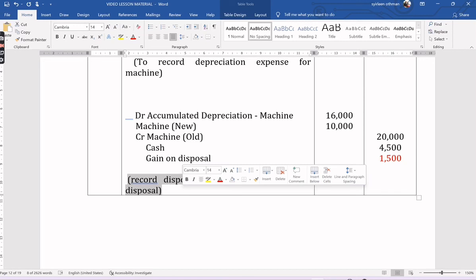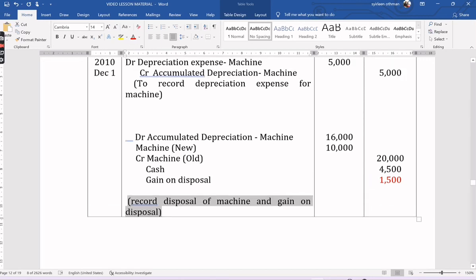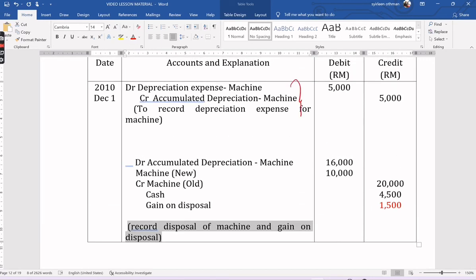So bila monthly basis, you must remember belanja susut nilai akan dikira sehingga tarikh disposal berlaku. So kenapa sebenarnya kita buat catatan ini? Sebab kita nak pastikan nilai susut nilai itu adalah nilai yang terkini. Supaya nilai terkini itu kita boleh guna untuk kira net book value. Why is the net book value important? Because net book value akan menentukan whether you dapat gain ataupun loss.